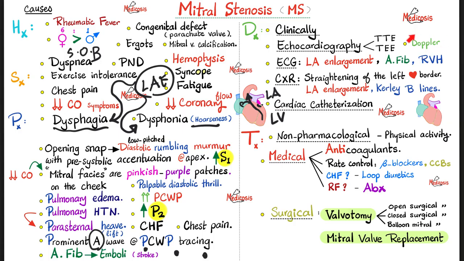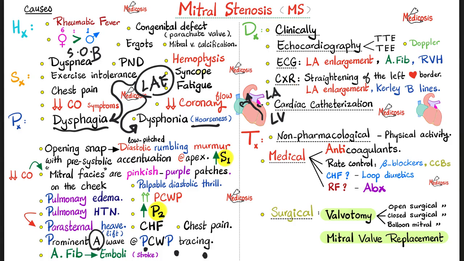The Doppler will show you the abnormal flow because the flow from left atrium to left ventricle will be less than normal in cases of mitral stenosis. If you do an EKG, we can find signs of left atrial enlargement on EKG, signs of atrial fibrillation on EKG, signs of right ventricular enlargement on EKG if we have pulmonary hypertension.